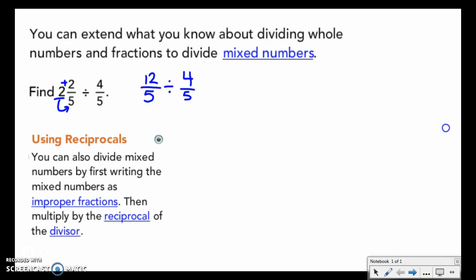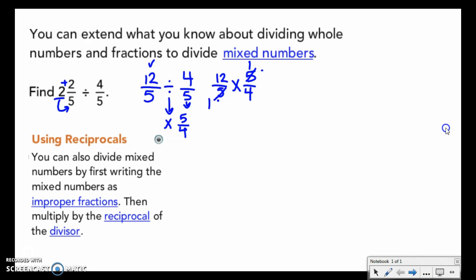Alright, when we're using reciprocals, we keep the first fraction the same. We change our sign to a multiplication sign. And we flip our second fraction to 5 over 4. So now we have 12 fifths times 5 fourths. Now before we do anything else, you can see that 5 and 5 have a common factor of 5. 5 divided by 5 is 1, sitting down here.